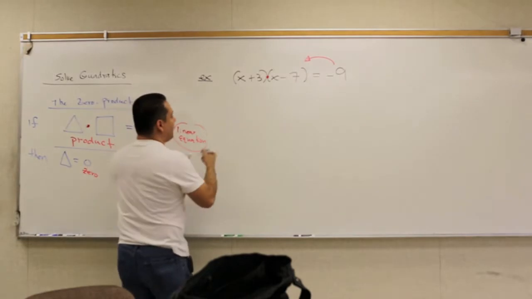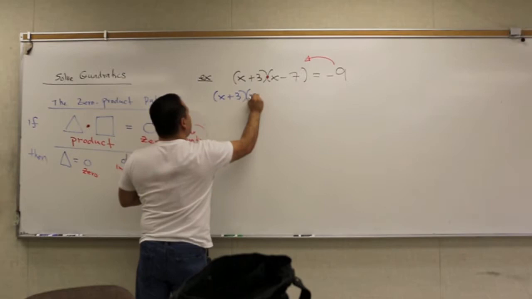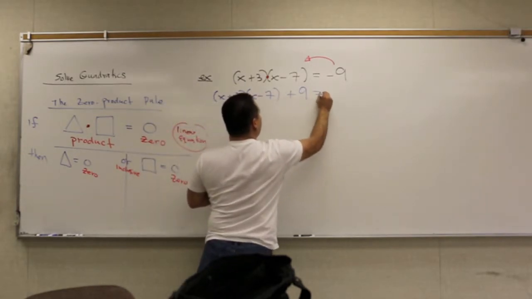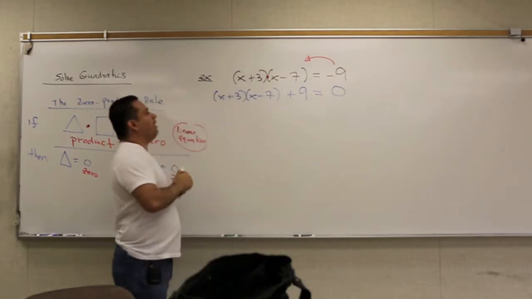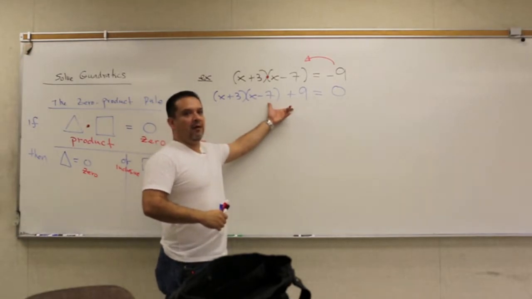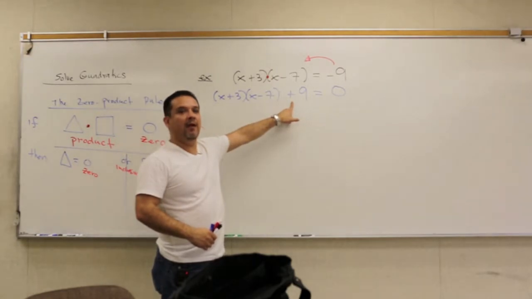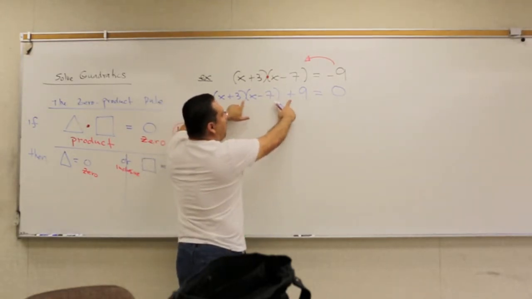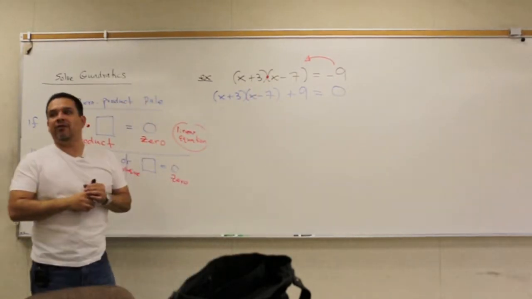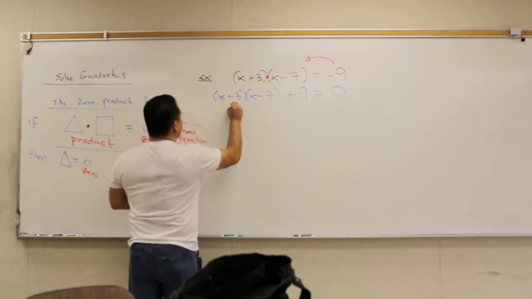All right, let's see what we get. Then you will have x plus 3, x minus 7 plus 9 equals 0. Okay, there you go. You got a 0 now. Do you have a product? Well, we have a product and a what? Sum. In other words, you don't strictly have a product here like you do on top with this being 0. So then what do you do in that situation? What do you have to do? You got to use some FOIL.